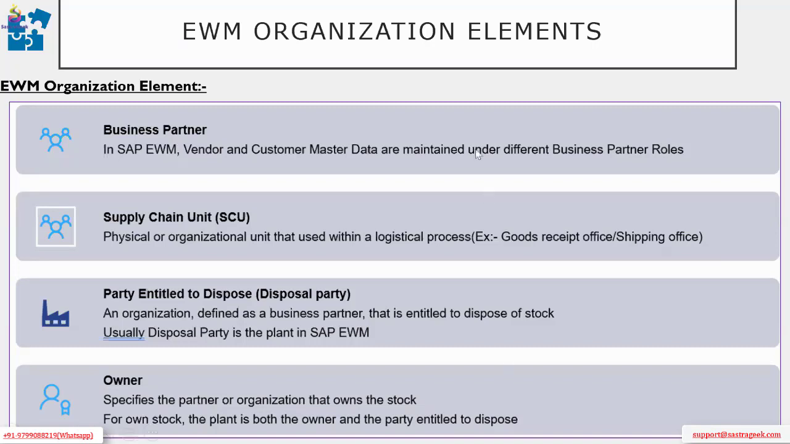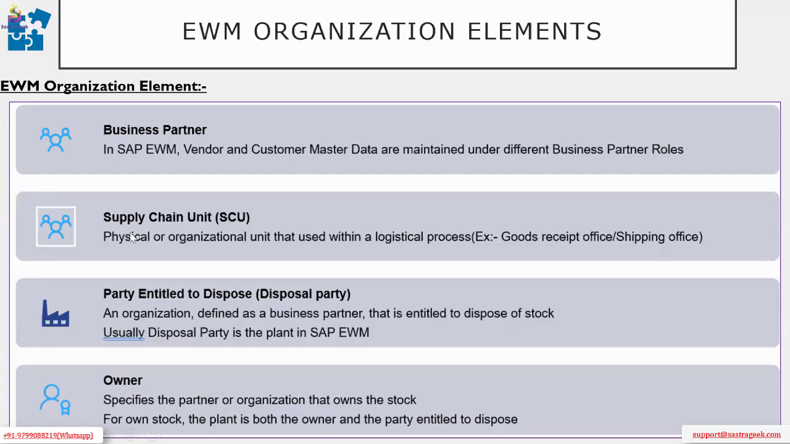Why? Because these business partners are the ones where, as I said, you have your vendor and your customer master data under certain roles. When you are defining a vendor, you'll have one role, and when you're defining a customer, you'll have a separate role for that. The same way, when I'm talking about a supply chain unit, yes, this is the first organizational element that we need to have in the EWM system.